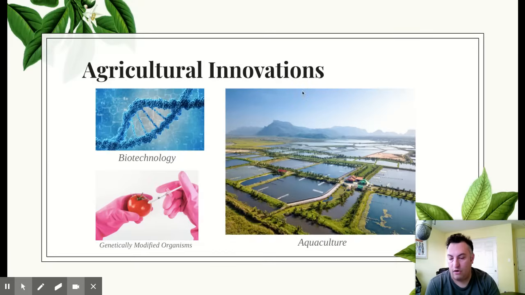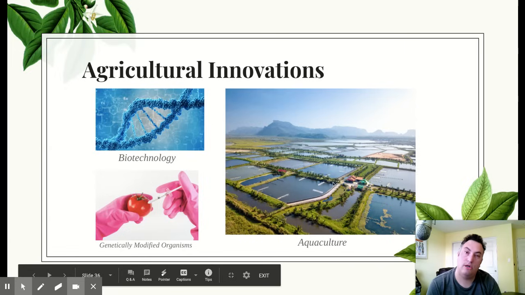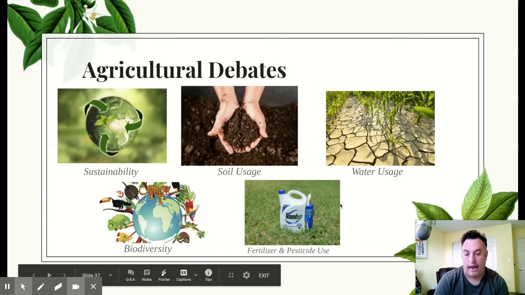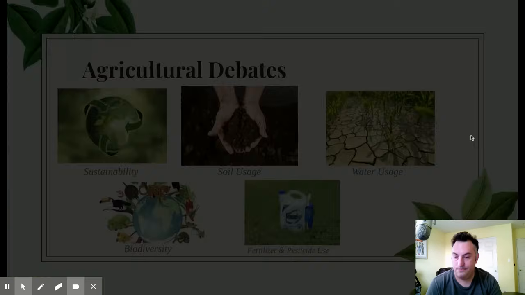Okay. Agricultural innovations like biotechnology, GMOs, aquaculture, when we're farming our fish, have led to lots of debates over things like sustainability, how we're using our soil, how we're using our water. Are we ruining biodiversity? And are we using too much fertilizer, too many pesticides?